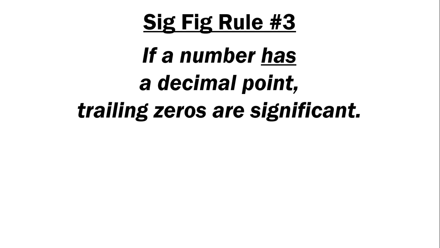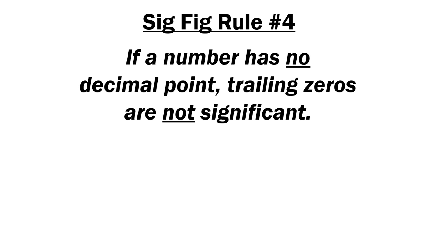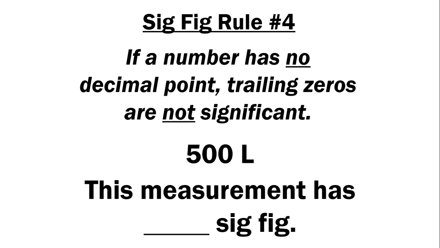Rule number 3. If you have a decimal point, then any zeros at the end of the number, so-called trailing zeros, are significant. So if a measurement of 1.000 seconds was given, that measurement has 4 sig figs. Sig fig rule number 4, if there are no decimal points in the number, then the trailing zeros do not count as significant. So 500 does not have a decimal. Therefore, this measurement of 500 liters would only have 1 sig fig.